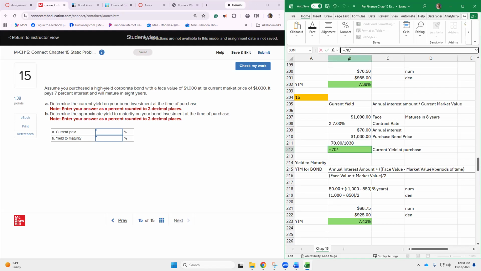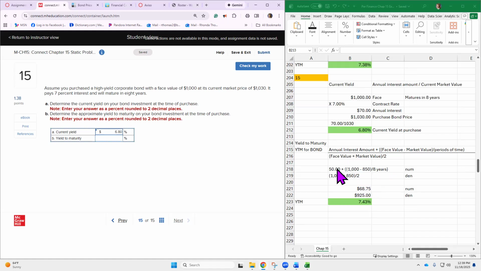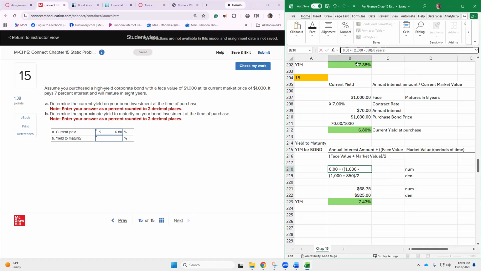And now let's do the math here. So we got $70 divided by 1,030. There we go. 6.8% is the current yield. Okay, now we're going to do yield to maturity. Okay, the annual interest payment. That's the $70. And we take 1,000 minus the price of 1,030, and we're going to divide by 8 years.